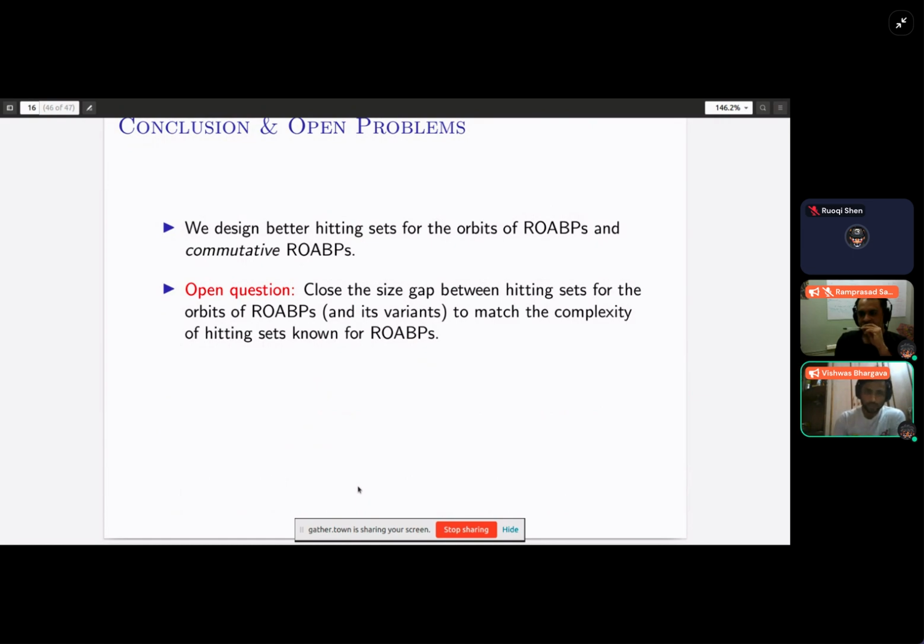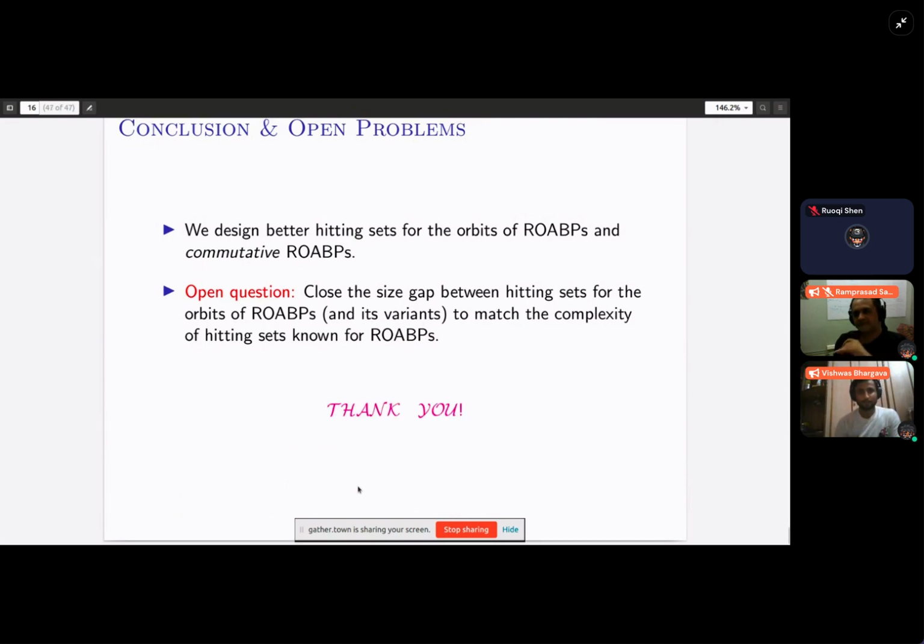I would like to end with an open question. Although we have improved slightly the size of the hitting set, there are still wide gaps between the size of the hitting sets of ROBPs and the size of hitting sets of orbits of ROBPs. And the nice question is, can we close this gap somehow? And with that, I would like to conclude my talk.